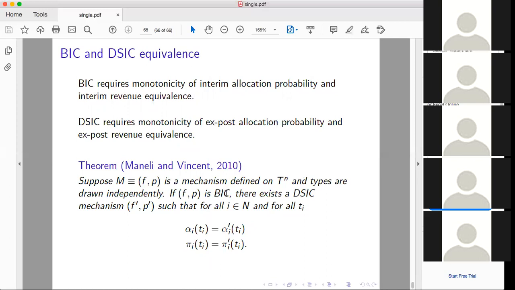And if you think about it, that's what's happening in first price and second price auctions. Even though we have a first price auction, which is Bayesian incentive compatible, we can always construct a second price auction which has the same interim terms. But that result is true even more generally. So it's not restricted to second price and first price, but you take any arbitrary BIC mechanism, you can construct a DSIC mechanism which is equivalent. Okay, so I'm stopping here unless there are some questions.